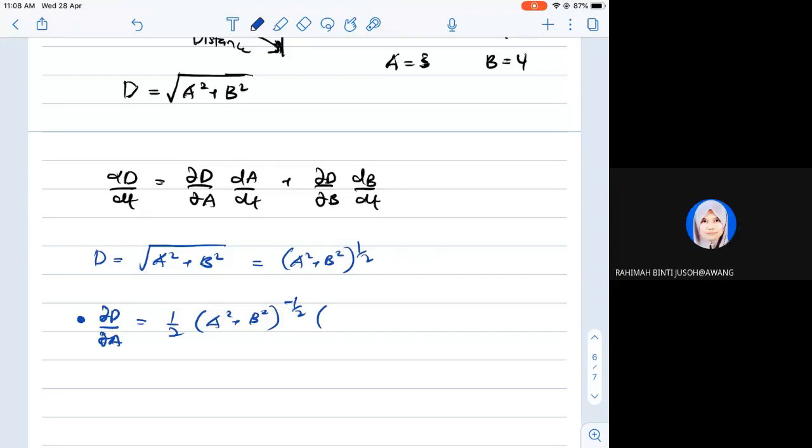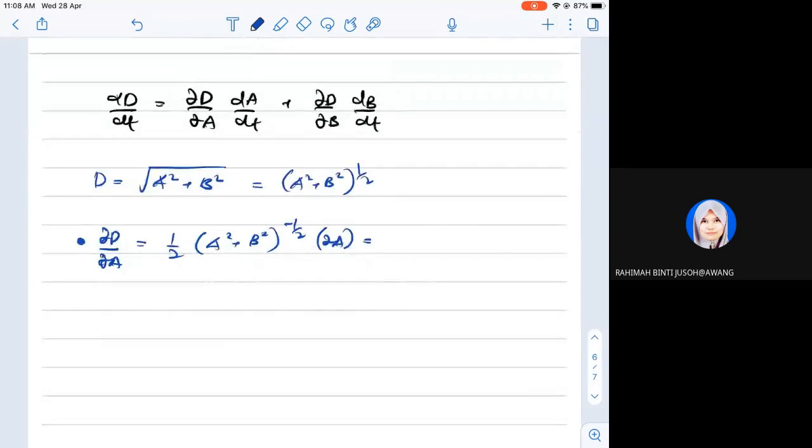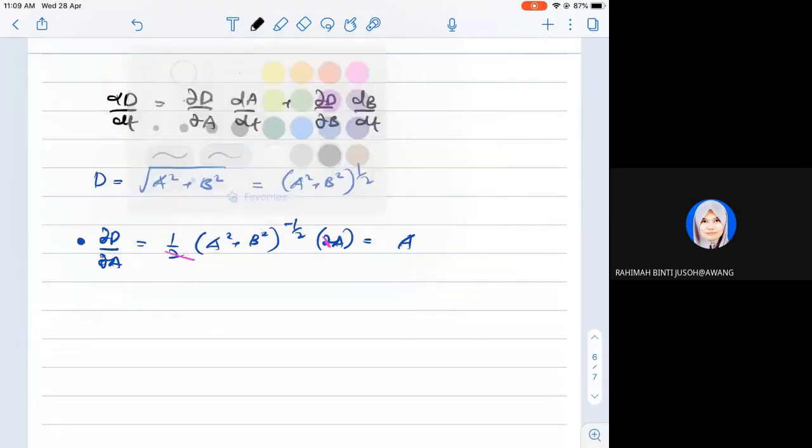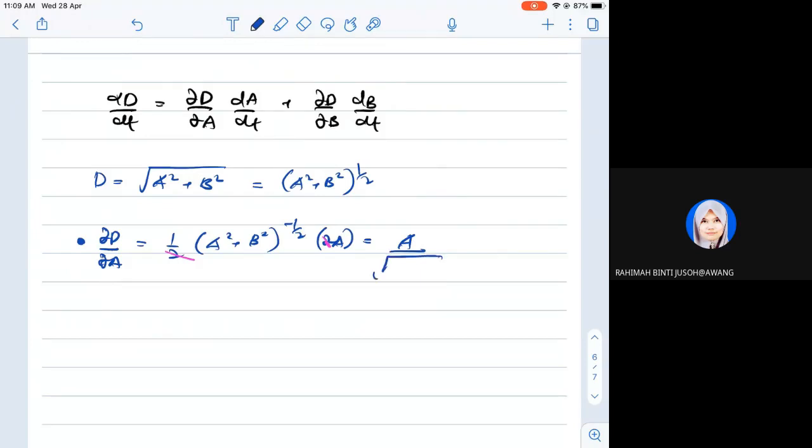2A, good. Okay, so this one equals to A can be cancelled. Ni 2A can be cancelled, 2 tu can be cancelled. And then A over, dia jadi ke bawah lah kan sebab negatif, power negatif. A squared.